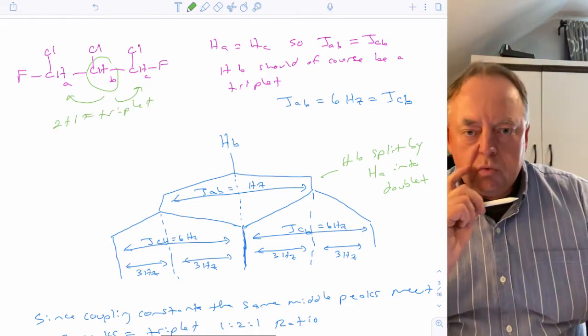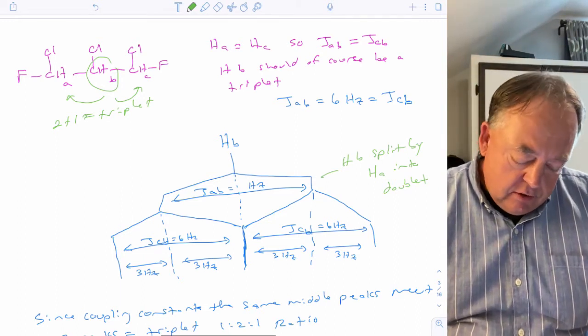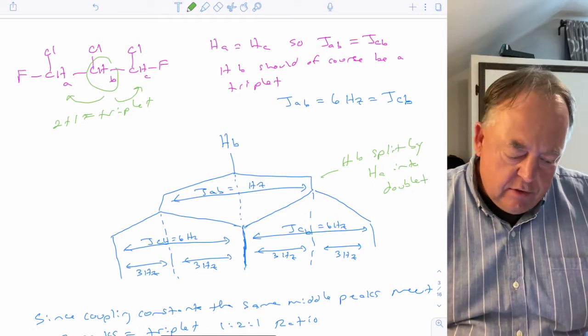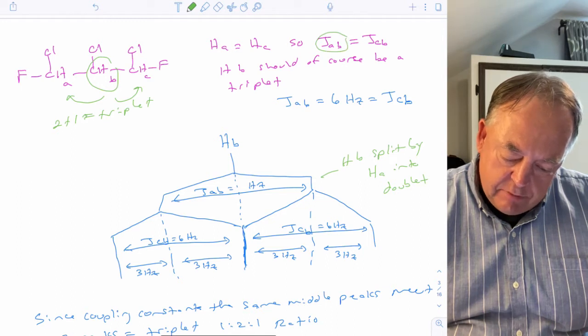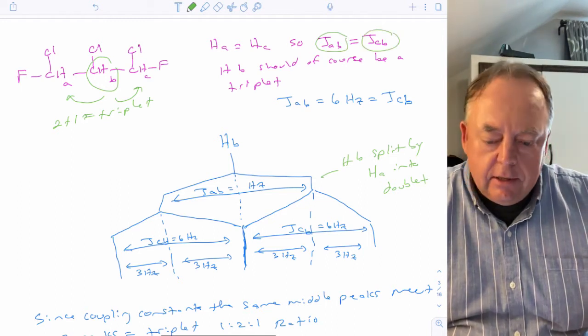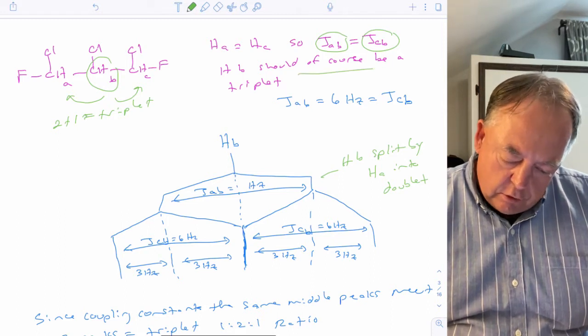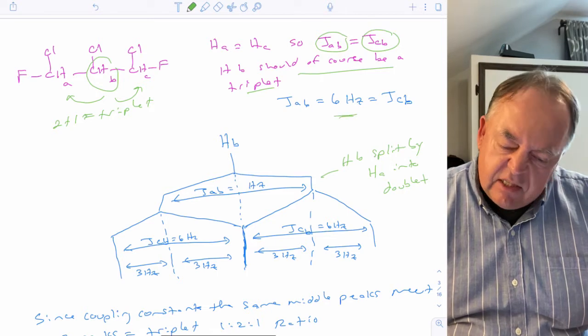If the simple n+1 rule worked, it would be a triplet. And in this case, of course, HA is equal to HC, right? They're equivalent because of the symmetry of the molecule. So the coupling constant between HA and HB is the same as the coupling constant between HC and HB. So, of course, HB should be a triplet, right? This coupling constant is about 6 hertz.